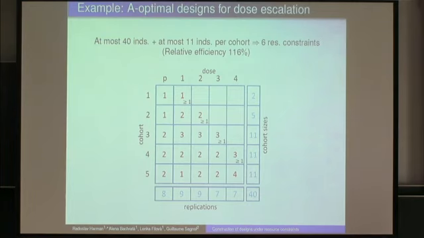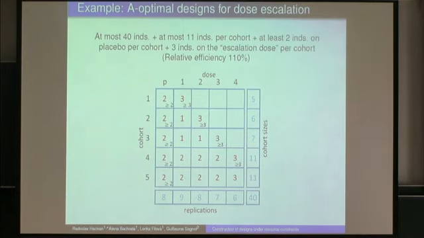Okay, so this is another 5-minute result. Cohort sizes are limited by 11 from above. Of course, we also have the number of individuals limited. It's 40. Here we already see 6 simultaneous resource constraints. And this is the design that is, again, a little bit more efficient than the benchmark design. Replications are still rather similar.